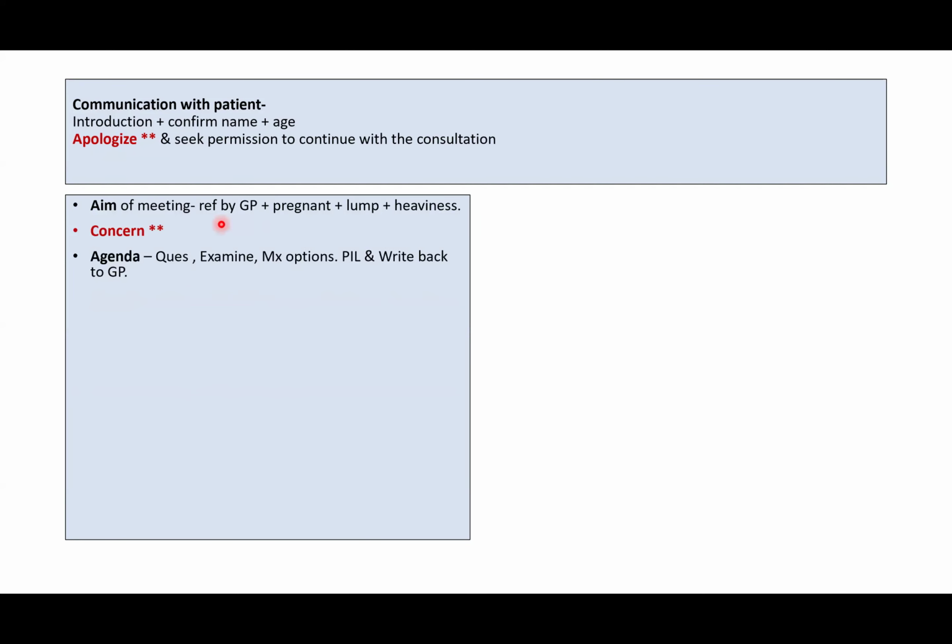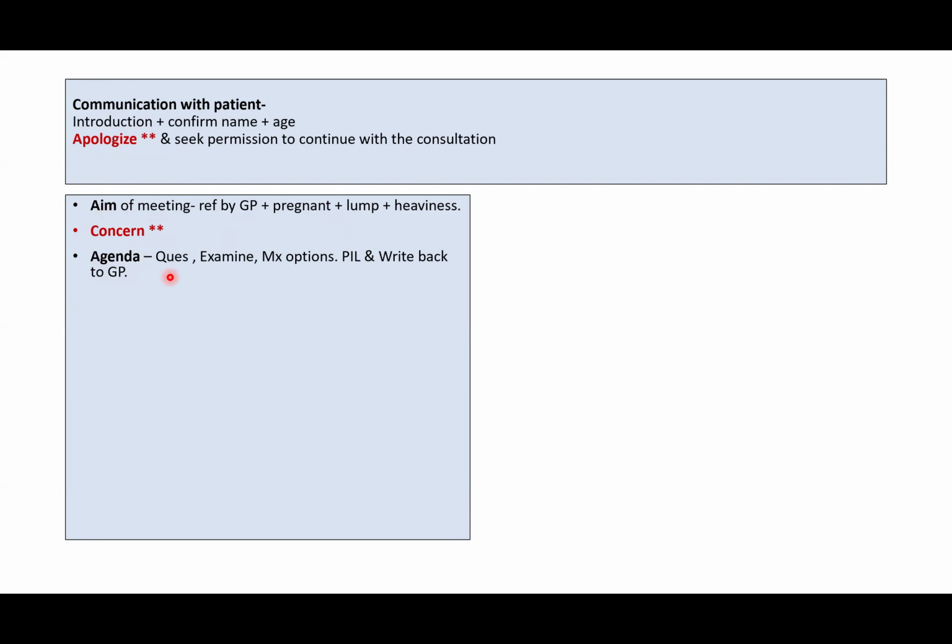Then comes your aim of the meeting. I can see that you have been referred by your GP and you're 30 weeks pregnant, and also you have a lump and heaviness down below. Am I right? Is there any other concern which you want me to address today? Asking about the concern is very, very important. Then set your agenda. All right.